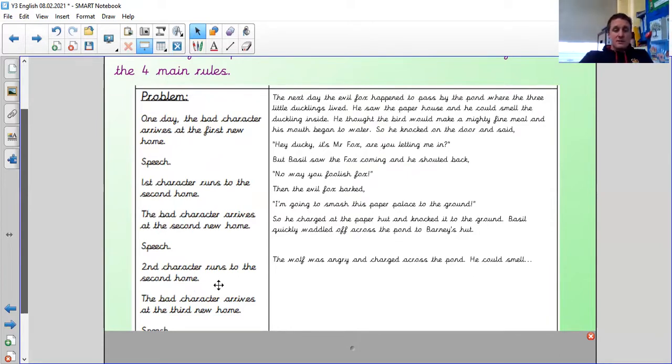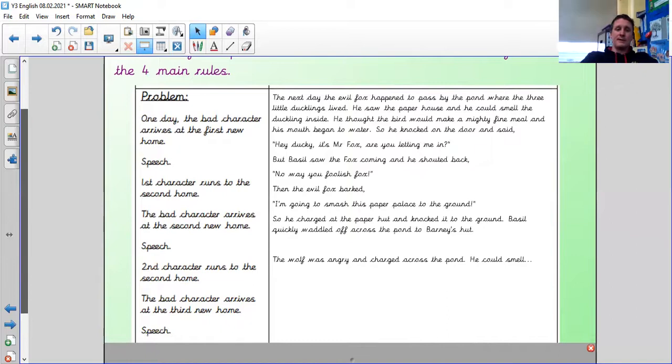So you have the conversation between the fox in this instance and your second character, and then finally the third character. That's when he gets really cross because he can't knock that brick hut down. Okay, so I've made a good start. I'm not going to give you as much as I have done previously because I want you to show us how much you can do independently, and if you need any more support, all right, so I've started it off.